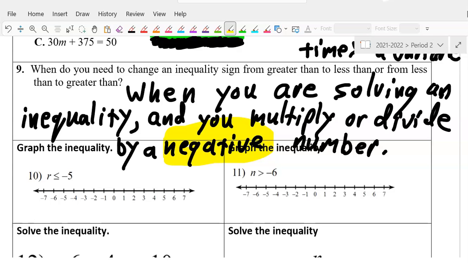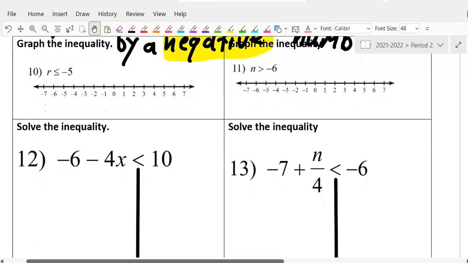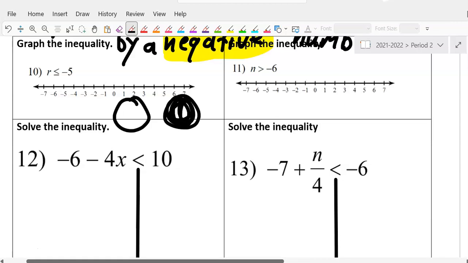Well, you tell us what it looks like, right? And which way the arrow's going. All right, so graph the inequality. What can you tell us, Kayla, about this? What does the answer look like? Oh, you circle it? You put a circle on what number? -5. Good. Now we have to know, is it an open circle or a filled-in circle? Filled in. See, you know how to do this.